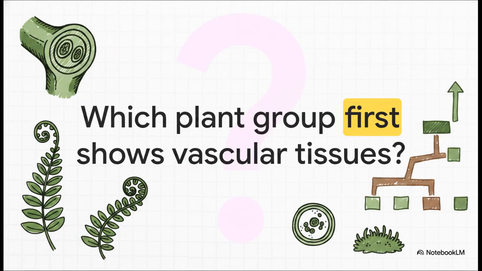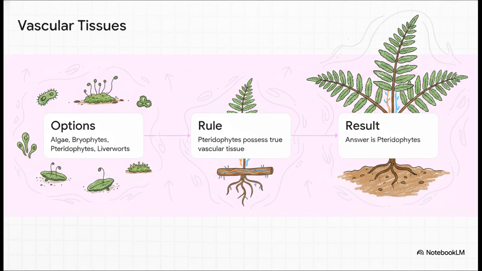Let's take a look at another extra marks exam question. Which plant group first shows vascular tissues? It's a foundational question about plant anatomy. Let's walk through the solution to this one line by line.